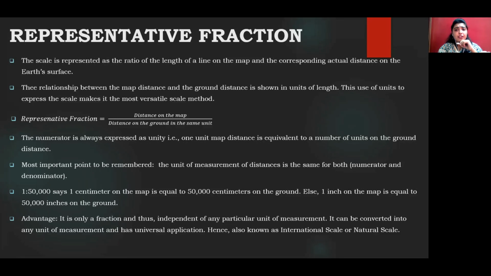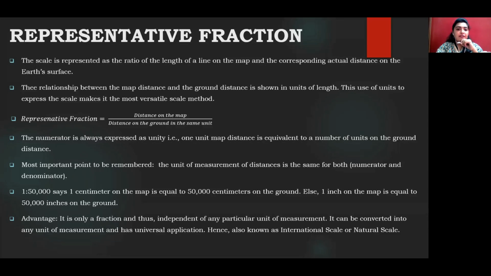The numerator in the representative fraction, on the left hand side, is always 1. So it is something like 1 is to 50,000, 1 is to 25,000, 1 is to 250,000. Whenever I want to convert it into some kind of system, be it centimeter kilometer system or inches mile system, I will always take it as 1 centimeter is to 50,000 centimeters. So 1 centimeter on the map is 50,000 centimeters on the ground.